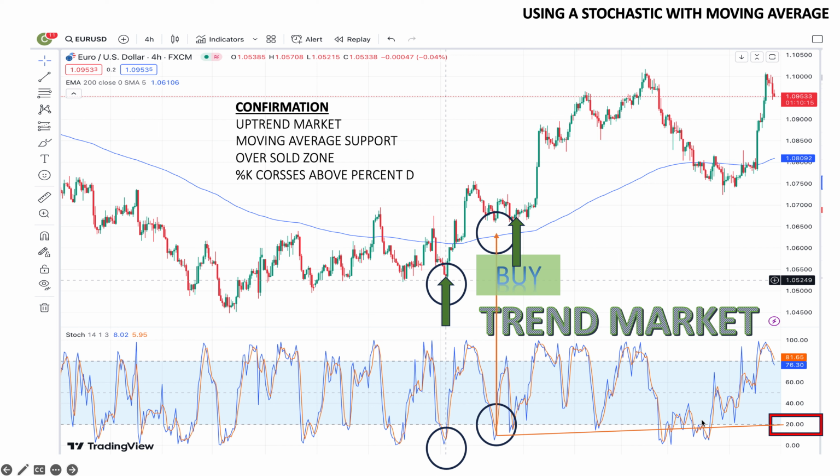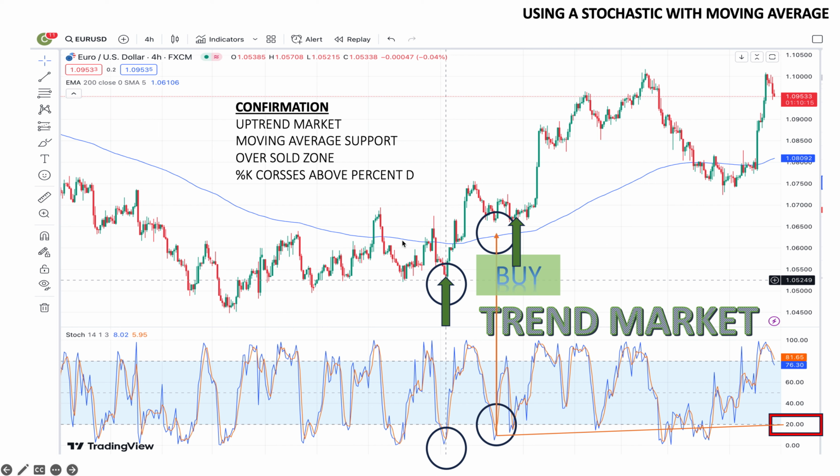So if we're in the oversold area, it means we're in the discount. And if we're in the discount, you'll be looking for a buy bias. Do you get it? You see how simple it is? So we have the moving average, how to get into a trade.